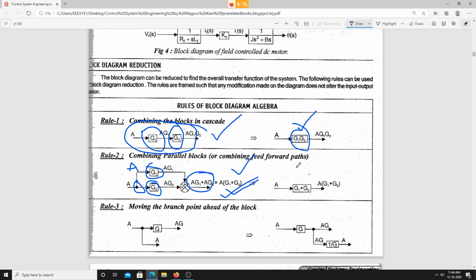Now I am supposed to combine these parallel blocks. The input is a signal, and in parallel I can add G1 plus G2. So finally the output I am getting is A into G1 plus G2, which is similar to the previous case. Is it clear?